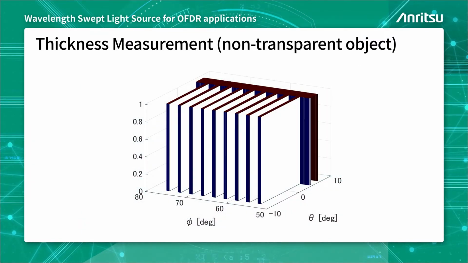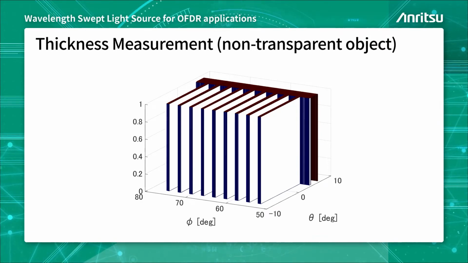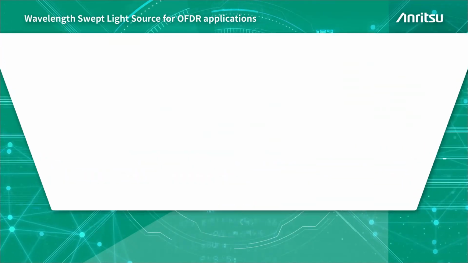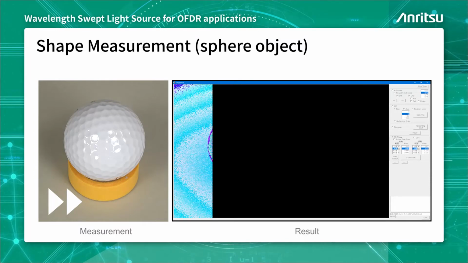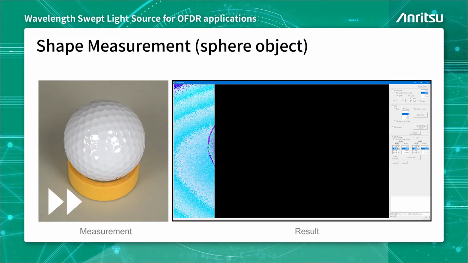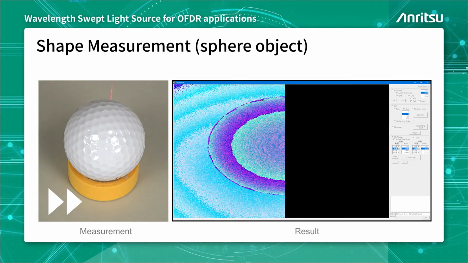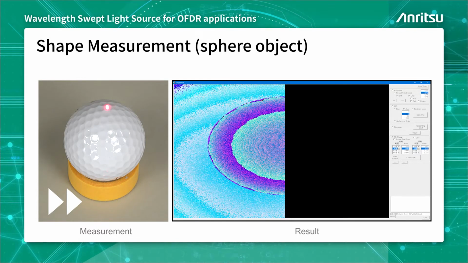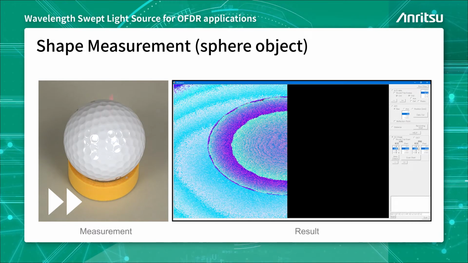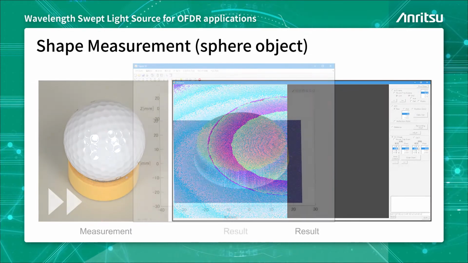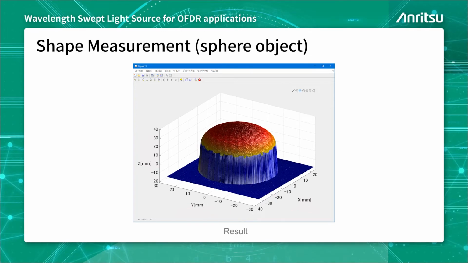This is the cross-sectional imaging of the radiator fin. Sweeping the light in the vertical direction realizes 3D imaging. In general, the measurement of spheres gets difficult because the reflected return light from around the edge is weak. Our light source applied to an OFDR imaging system enables precise detection of object surfaces with slopes where reflected return light is scattered. Check out that around the edges, the shape of the golf ball is detected precisely.